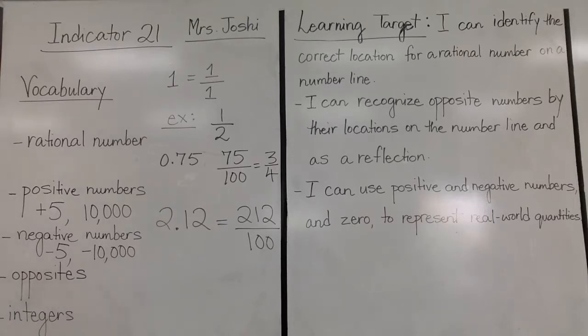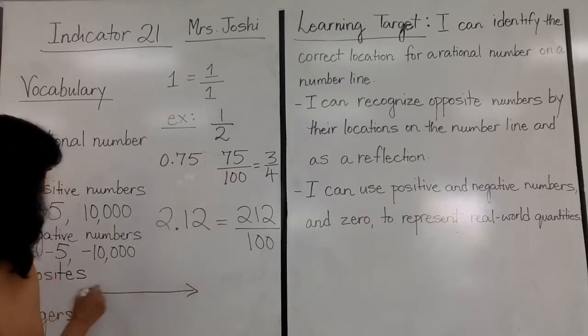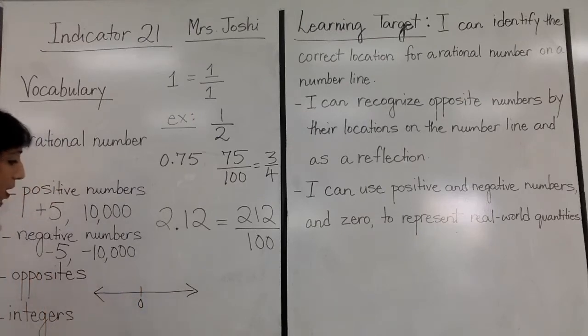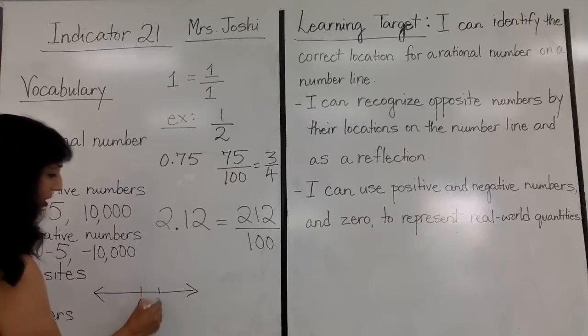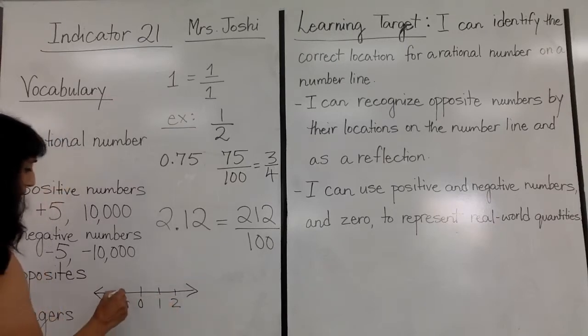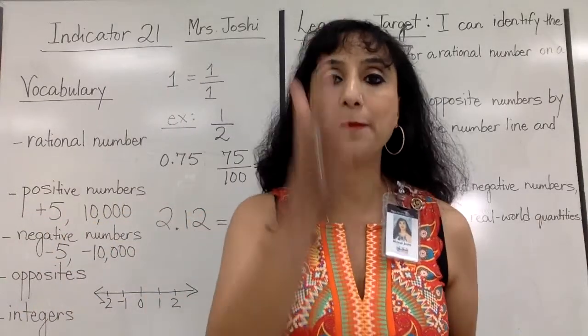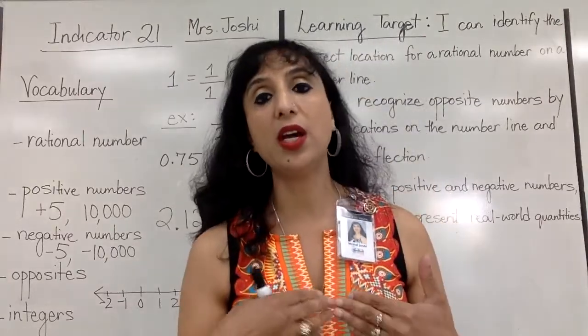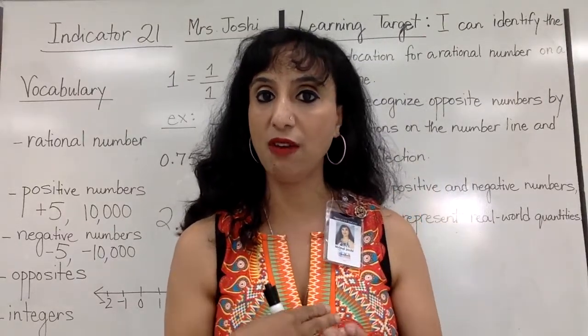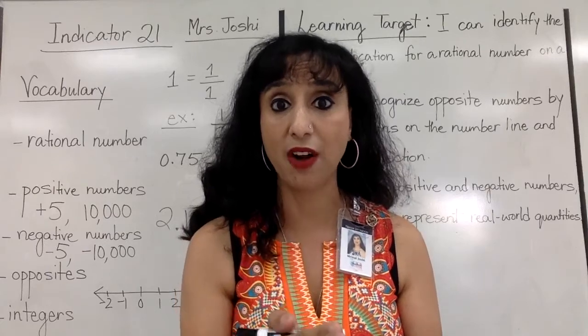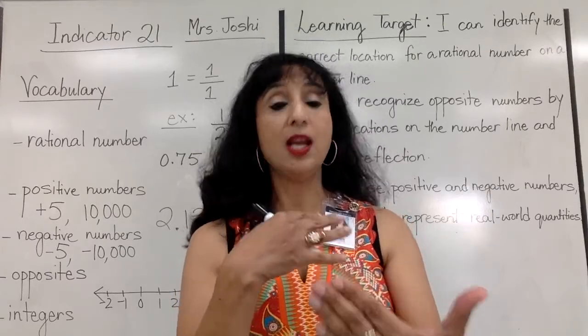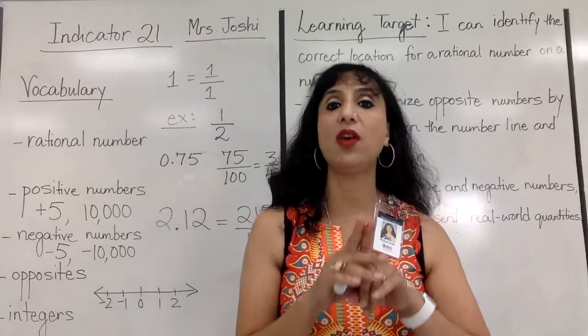Okay, opposites. Opposites are numbers that are the same distance from 0 on the number line. So if I say this is 0, and I know on the right of 0 I have positive numbers, 1, 2. On the left I have negative numbers. And I need you to remember one thing. Think of 0 as the mirror. And when you look into the mirror, basically you're seeing a reflection of yourself at the same distance from the mirror. Okay, so that's what 0 is like.